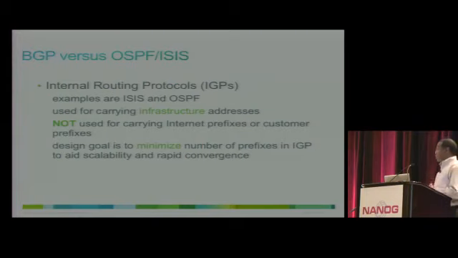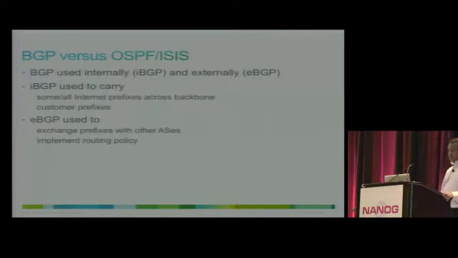So the design goal is to minimize the load on IGP so that IGP converges faster. Because BGP recurses into IGP, it depends on IGP. So a fast converging IGP is also important for BGP convergence. So internally, you use IBGP, and externally eBGP. IBGP for internal use is used to carry customer prefixes.